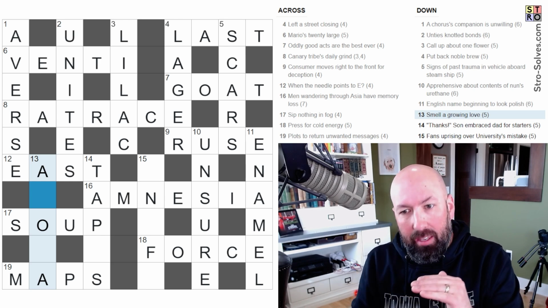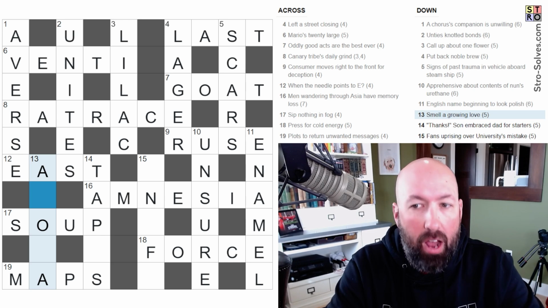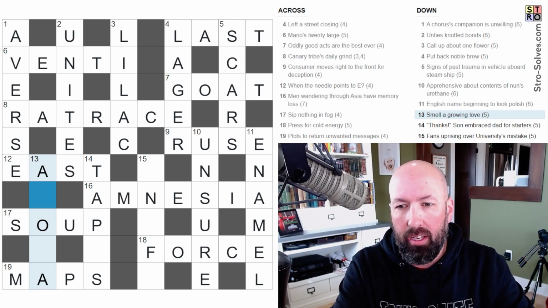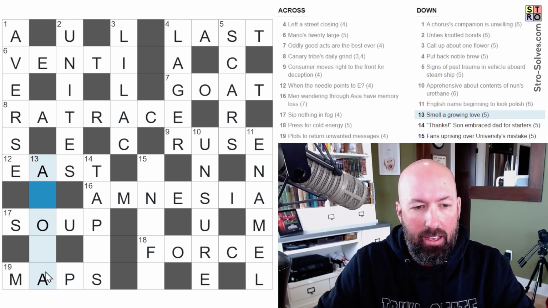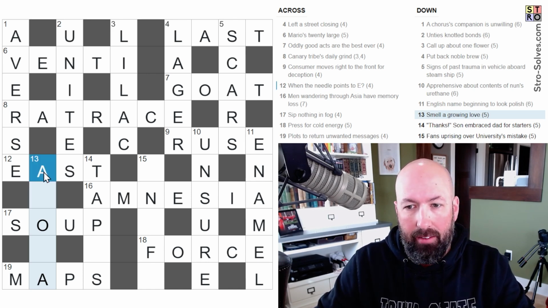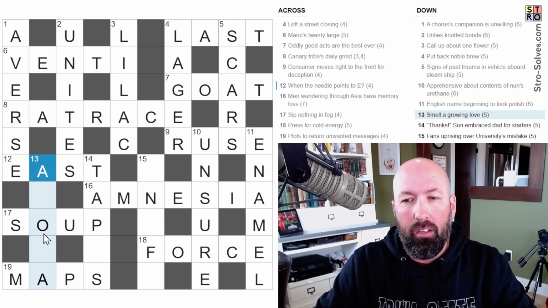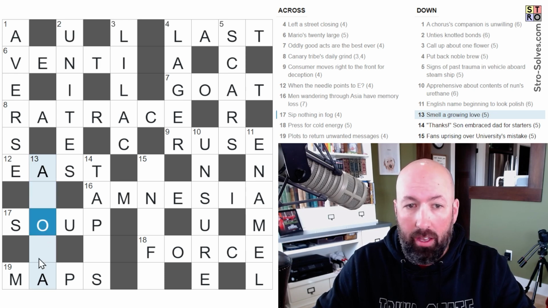So therefore, maybe it's a word growing, going backwards, right? Rising, those kind of things. Smell, a growing love. Okay, so we've got an A. That's just the letter A. Growing love. Well, it's not going to be love. It's not EVOL. Now, we have the O there, right?